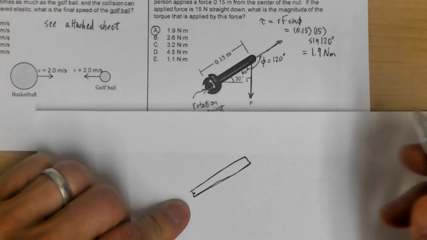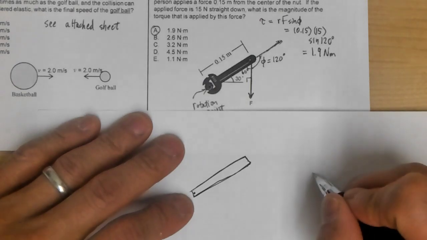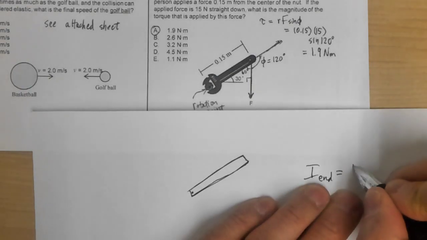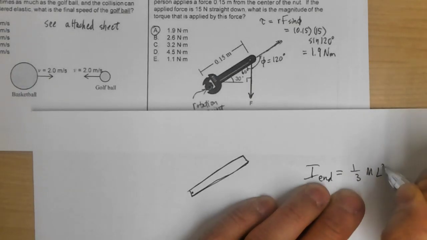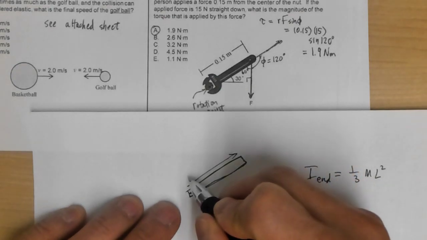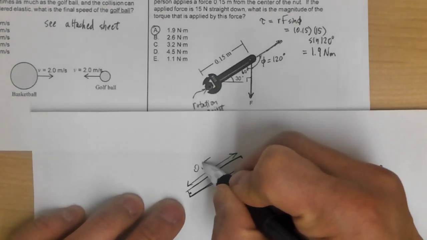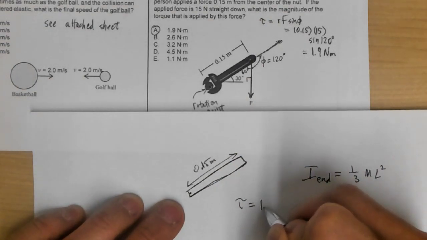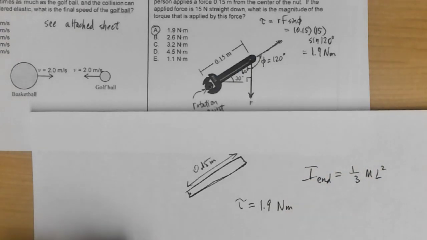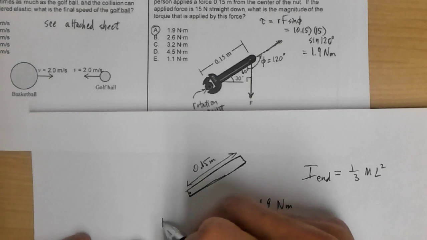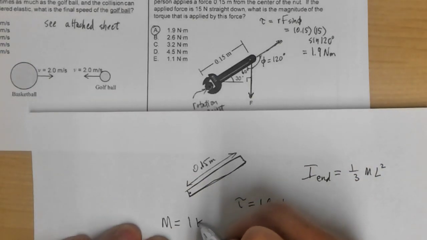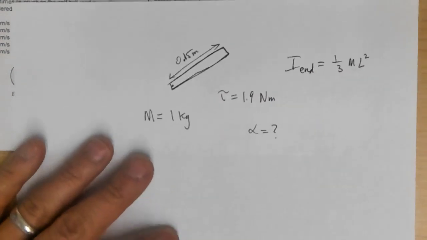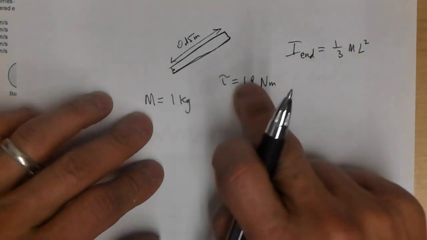So now we have the wrench as a rod, and the moment of inertia for a rod rotated about its end is 1/3 ml squared. Let's say we have this length 0.15 meters, and we are told that the torque from this problem is 1.9 Newton meters, and let's say the mass of this wrench is equal to 1 kilogram. Just to make some nice numbers. And suppose we want to know what is the angular acceleration of this wrench due to this net torque.